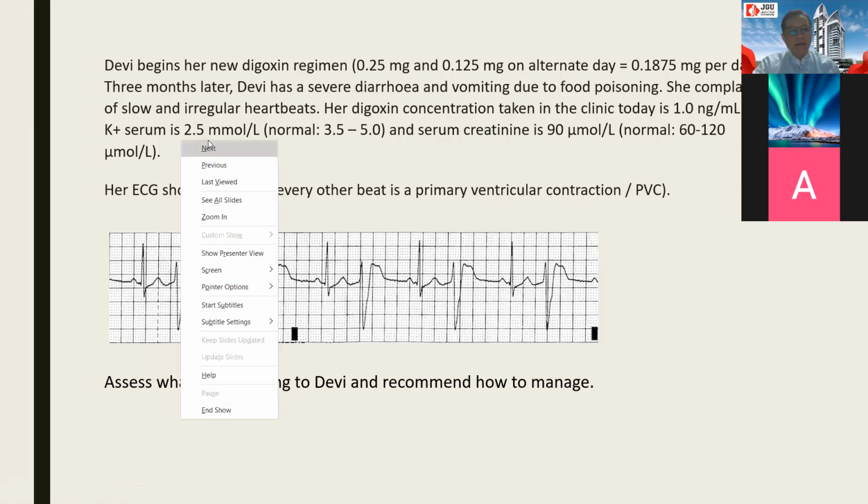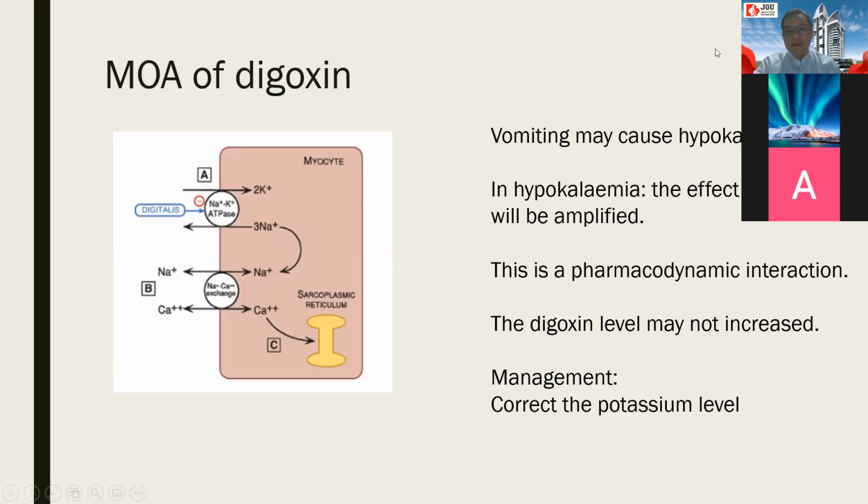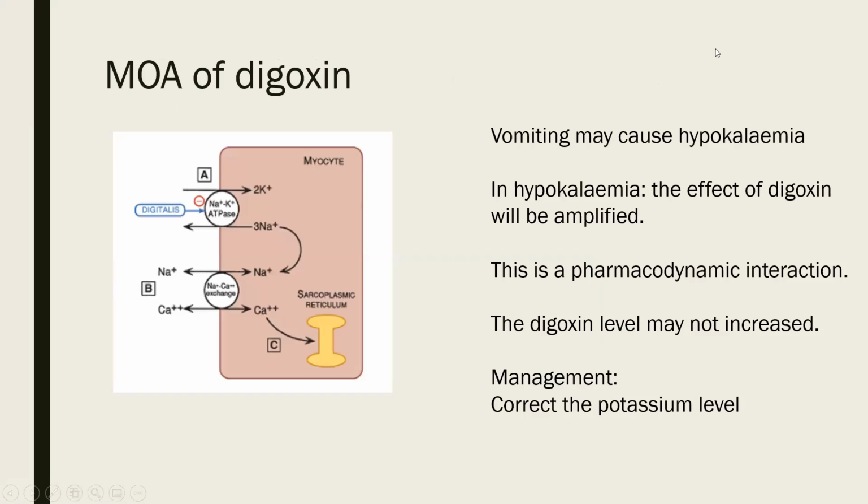And then for digoxin, the MOA of digoxin. What is the MOA? It inhibits the sodium potassium pump, right? So the mechanism is actually inhibiting this pump, so that no potassium will come in.